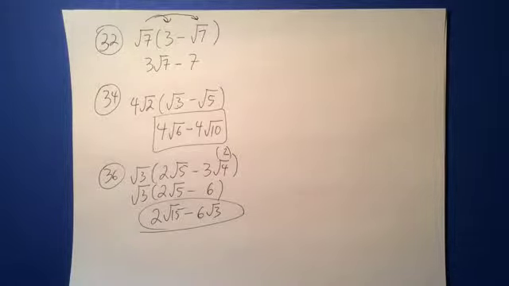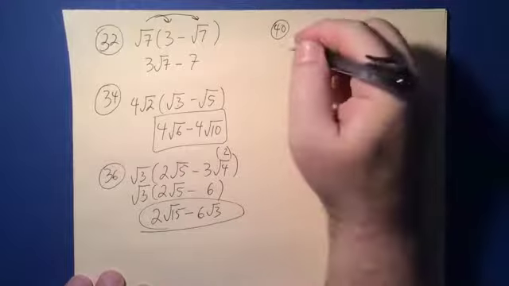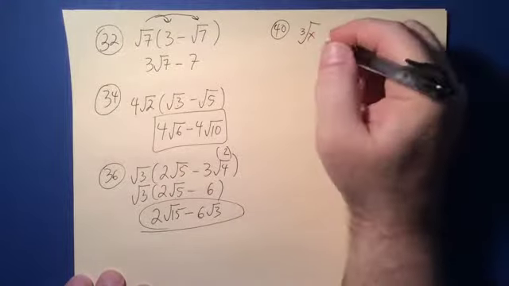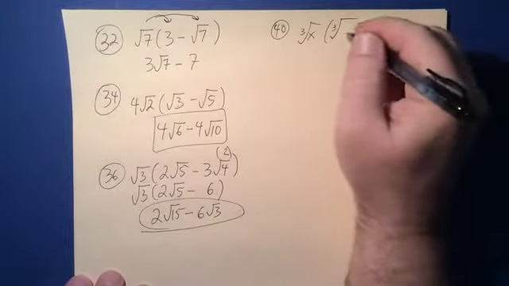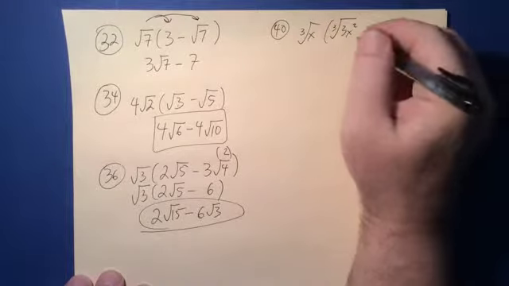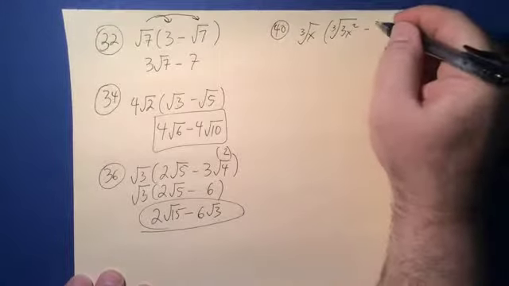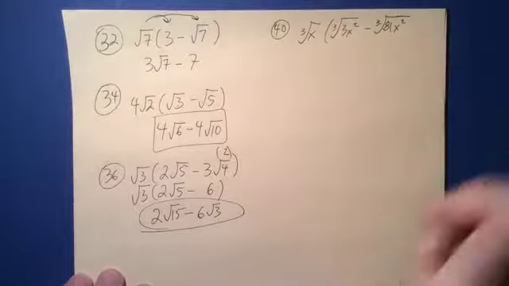We're going to go ahead and take a look at one more question, number 40, before we go to multiplying binomials. And this is going to be the third root of x times the third root of 3x squared minus the third root of 81x squared.